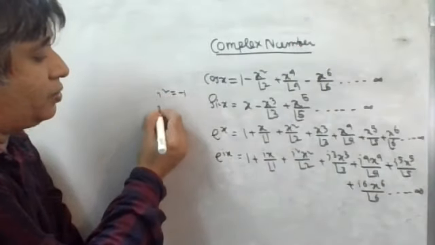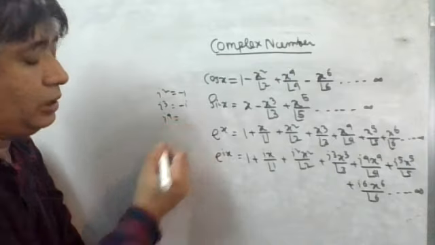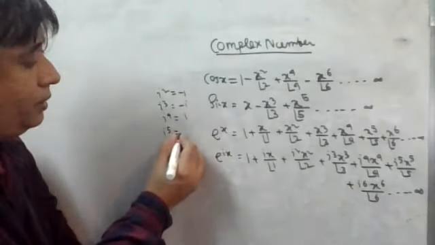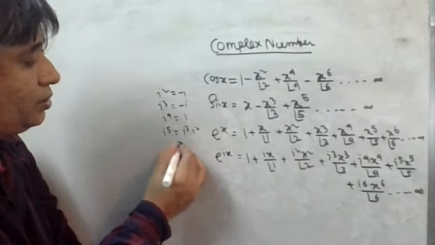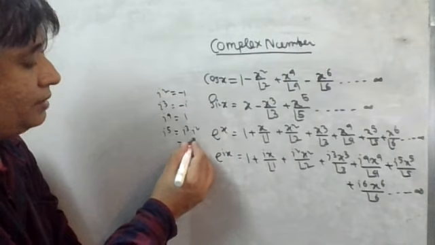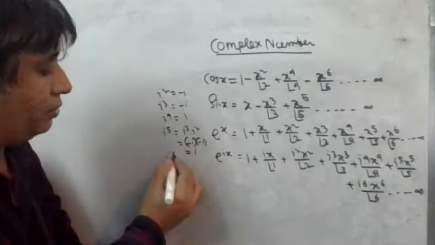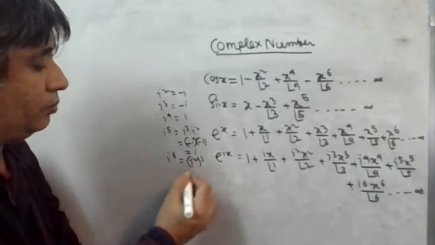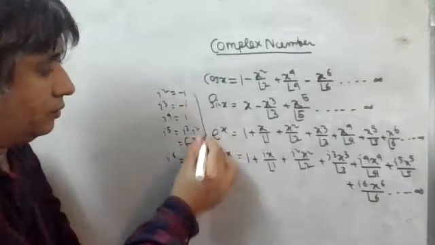i square is minus 1, i cube is minus i, i to the power 4 is 1, i to the power 5 is i cube into i square, minus i into minus 1, which is plus i, and i to the power 6 is (i square) whole cube, (minus 1) whole cube, which is minus 1.